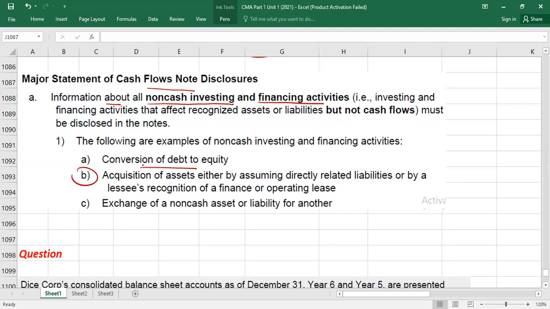Second thing is what? When you take assets on lease, let's assume with zero down payments. I bought the asset, but there is no cash payment so far. Right or wrong? So second is what? Acquisition of assets, either by assuming direct related liabilities or by lease recognition of finance or operating lease. This will also be disclosed. Then, exchange of non-cash assets or liability for another. You are changing two things. Maybe I'm taking a table by giving chairs, right? So this is what? Non-cash. Please remember, guys, that is it for today. So see you in the next class, guys.